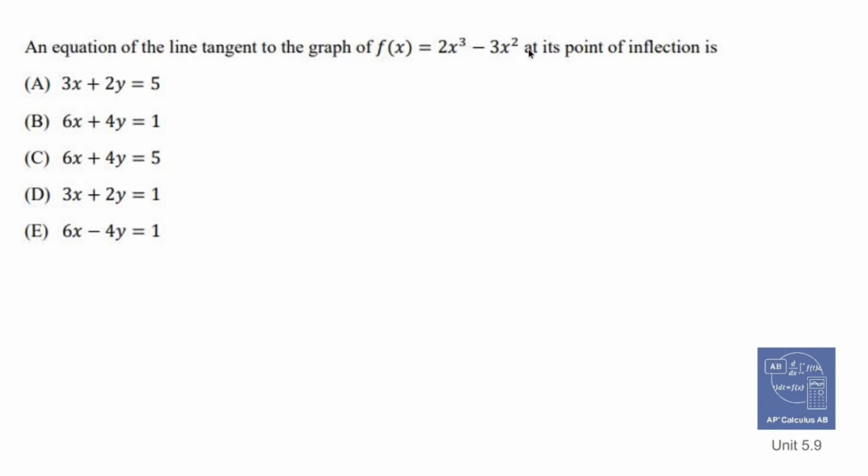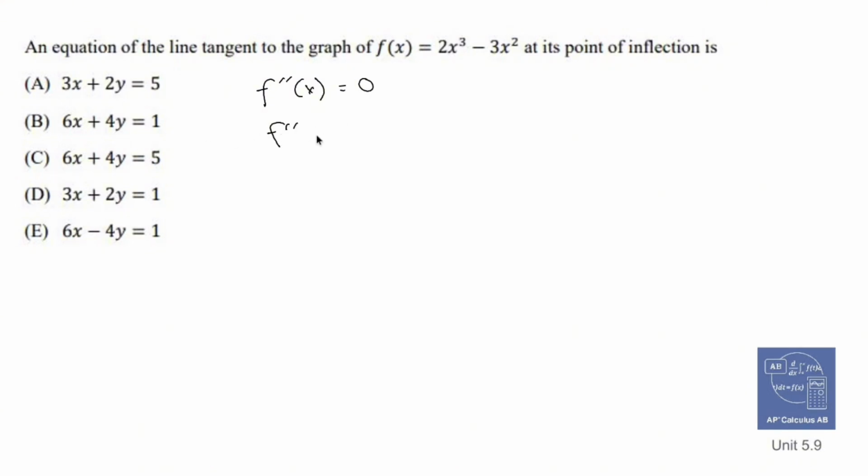An equation of the line tangent to the graph of f of x equals 2x cubed minus 3x squared at its point of inflection is which of these? All right, so what we have to do first is find the point of inflection. The way you find the point of inflection is you find out when f double prime of x is equal to 0.